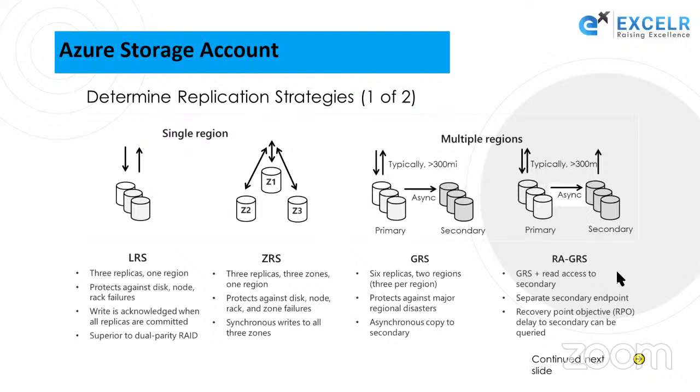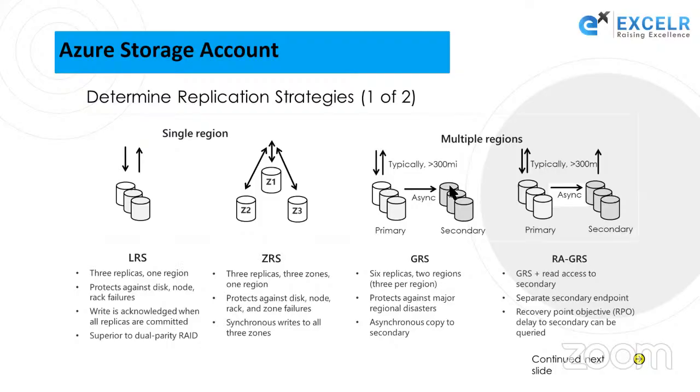Now, what can be the use case for it? Suppose you have some kind of application which is spread across the globe, and this data needs to be accessed at a very low latency from another region. So you create a RAGRS copy of that particular storage account. Your primary application will be in one region, and another application which might be in some other region will have a copy of your data in that region. And if you want to do a read operation on that, yes, you can do that by using the RAGRS.